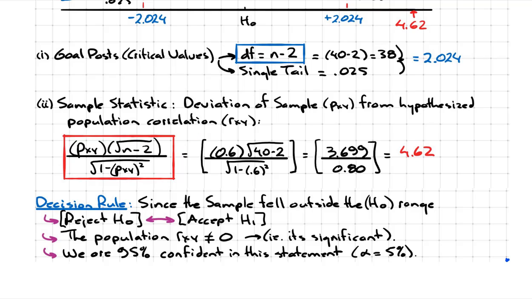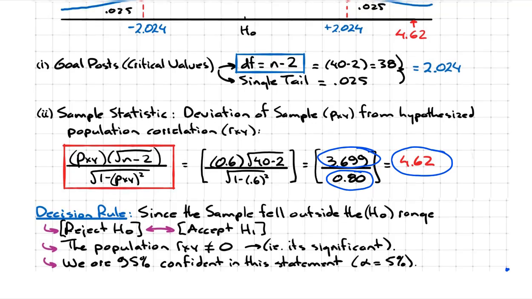So this is how we find the sample statistic for the correlation. We just plug in the sample correlation. So there it is. It's 0.06 multiplied by the square root of n-2. And then we divide it by the square root of 1 minus, again, the sample correlation squared. And then I show you what the numerator works out to and the denominator works out to. So we get a sample statistic of 4.62.